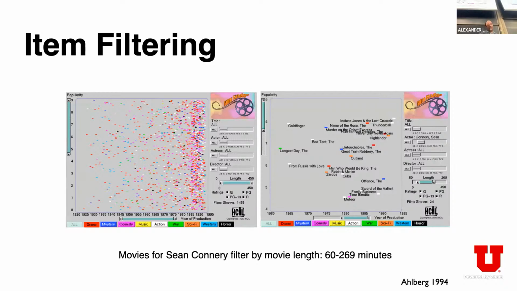And so this item filtering is the traditional example from when we first had interactive item filters in the 90s. This is the FilmFinder, a tool built around the same time as the HomeFinder by the same group. On the left, you see all movies from 1920 to 1995. On the right, you see the movies that have Sean Connery in them with a runtime of 16 to 269 minutes, right?